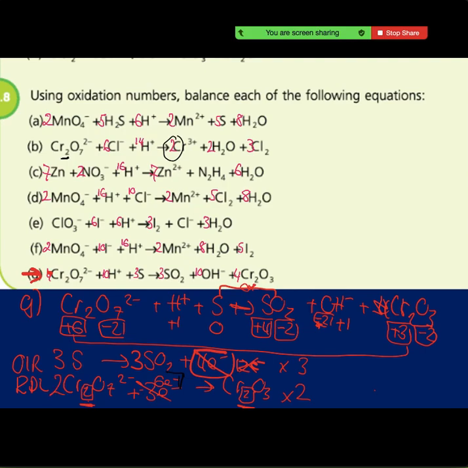So this turns into 12, this turns into 2, and these cancel each other out. So I am now going to just rewrite up here with the fact that this is now a 2 plus H plus 3S goes to 3SO2 plus 2Cr. I'm just going to delete my oxidation numbers from down here.